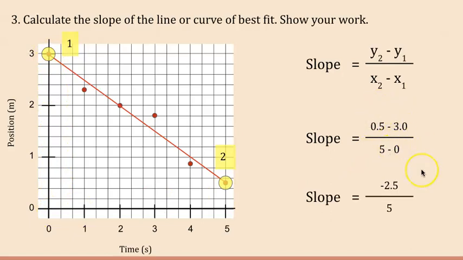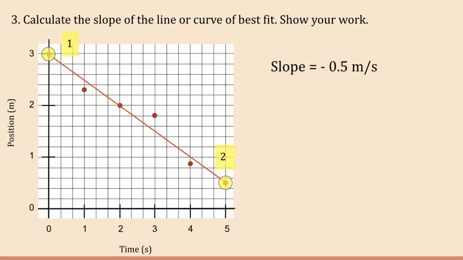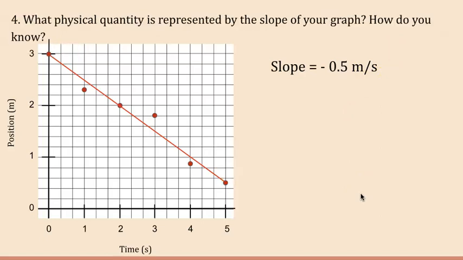I can plug the numerator and denominator into my calculator separately. 0.5 minus 3 gives me negative 2.5, and then 5 minus 0 is 5. If I do negative 2.5 divided by 5, I get my answer, negative 0.5 meters per second. I put in meters per second as my unit for the slope because I'm literally dividing some number of meters on the y-axis by some number of seconds on the x-axis. A meter divided by a second is meters per second. So that's my answer for question 3, the slope of the line.